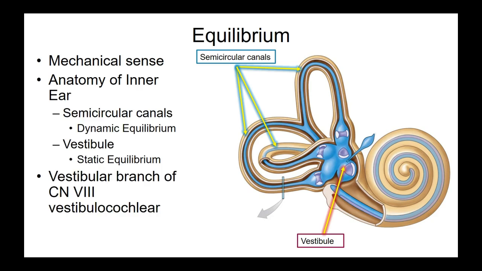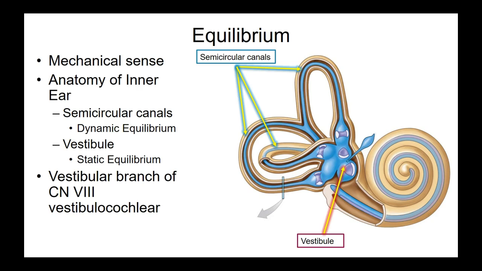There are two types of equilibrium. One's called static equilibrium, the other is dynamic. Static, you can think of as linear momentum or linear acceleration. Dynamic, you can think more about angular momentum or angular acceleration. Those two are being sensed in the semicircular canals and vestibule.